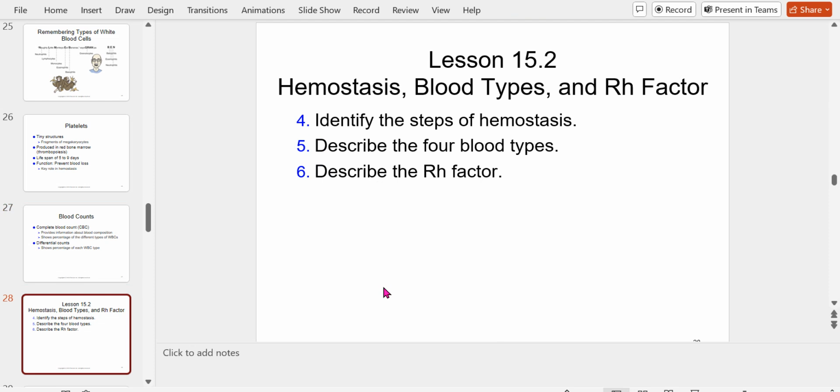Hemostasis, blood types, and RH factor. This is the next part, the last part of the PowerPoint for Chapter 15. We're going to look at the steps involved in hemostasis. What is hemostasis? We'll describe the 4 types of blood, A, B, AB, and O. You know those ones. And we're going to look at RH factor, which every mother or expectant mother will be well aware of.